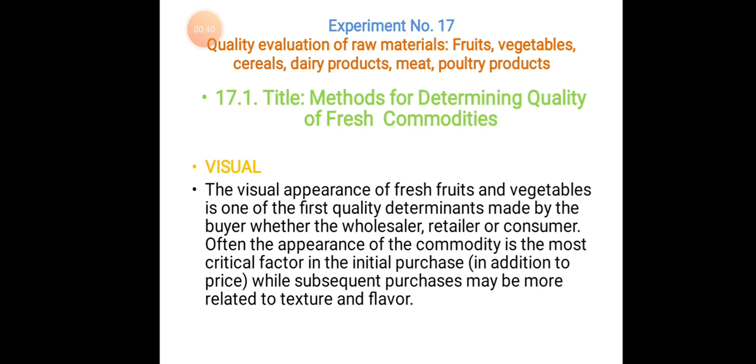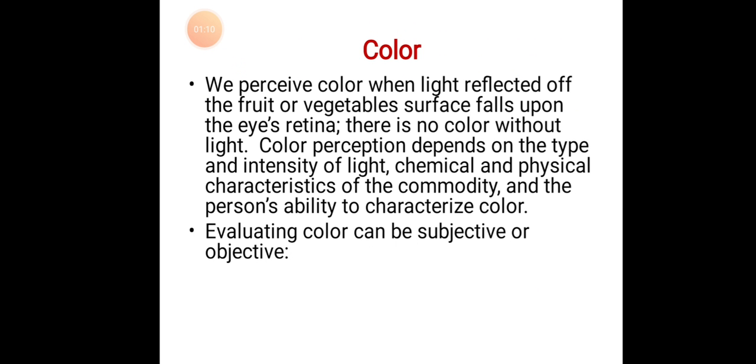Coming to its visual, the visual appearance of fresh fruits and vegetables is one of the first quality determinants made by the buyer, whether the wholesaler or retailer or consumer. Often the appearance of the commodity is the most critical factor in the initial purchase in addition to price, while subsequent purchases may be more related to texture as well as flavor.